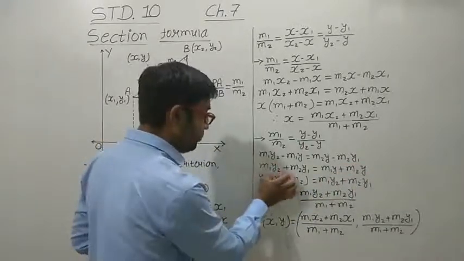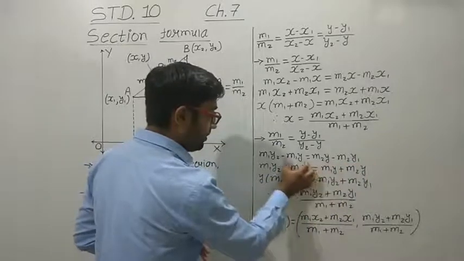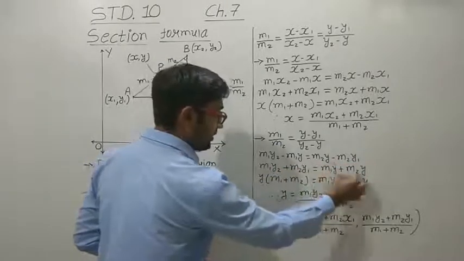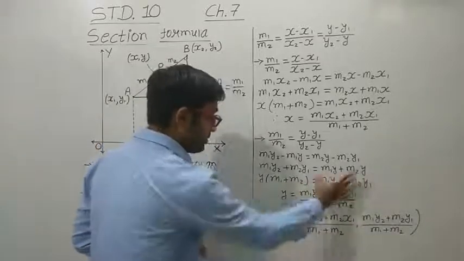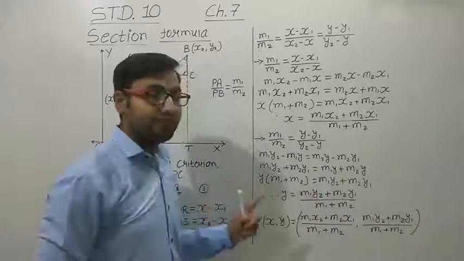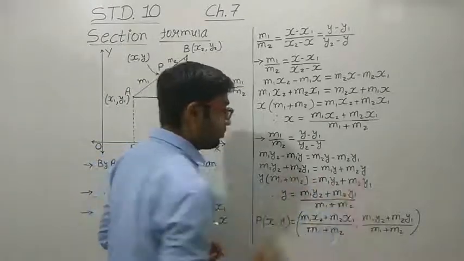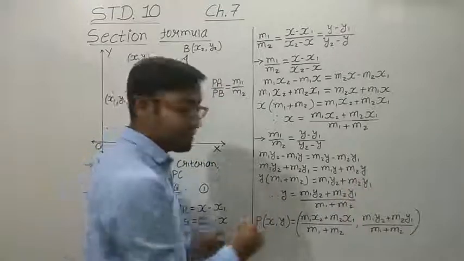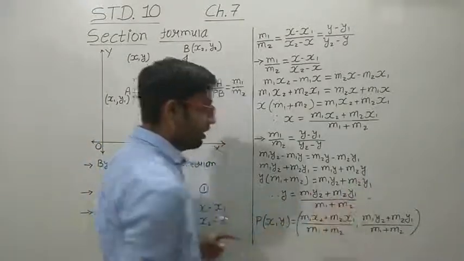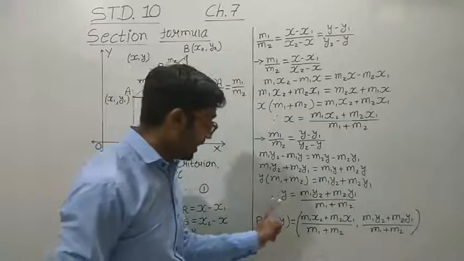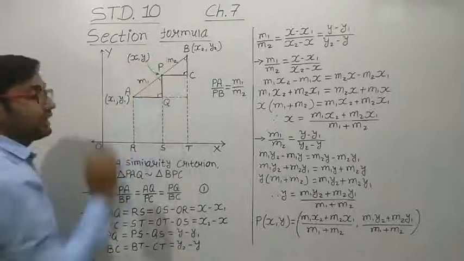So M1 Y2 plus M2 Y1, where the minus now becomes plus, and M2 Y as it is. Again take Y common from both terms, and we get in the bracket M1 plus M2, equals M1 Y2 plus M2 Y1. Now by making Y the subject, we get M1 Y2 plus M2 Y1 upon M1 plus M2. This is the y coordinate of the point P.